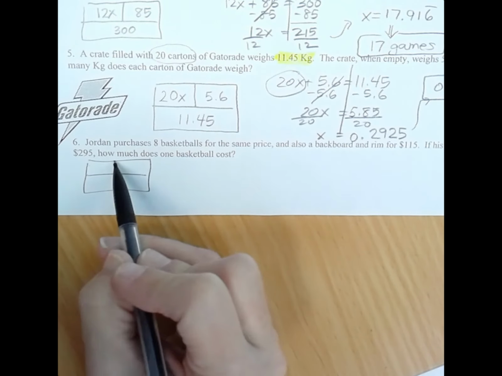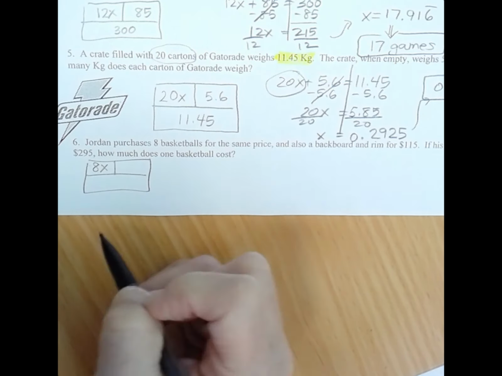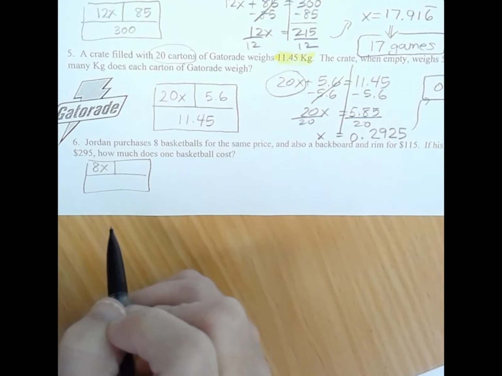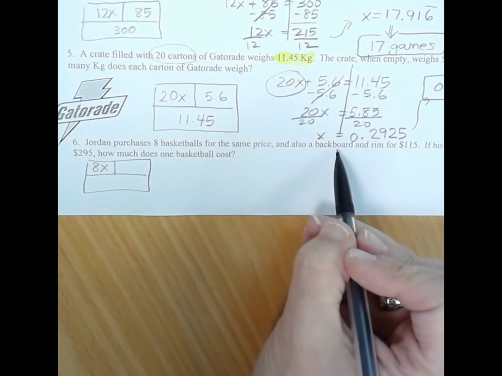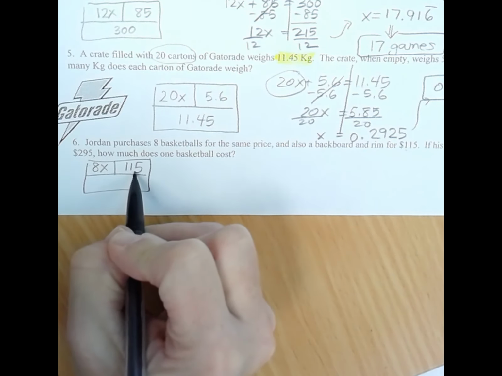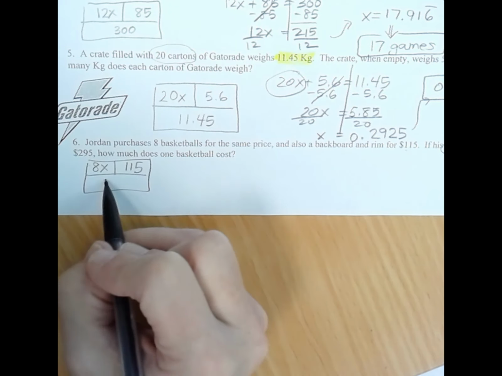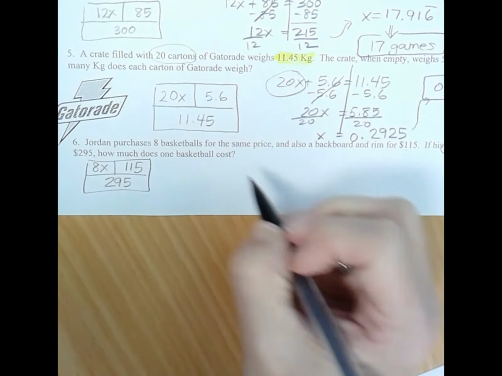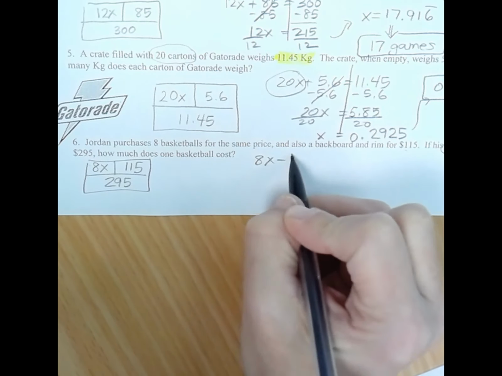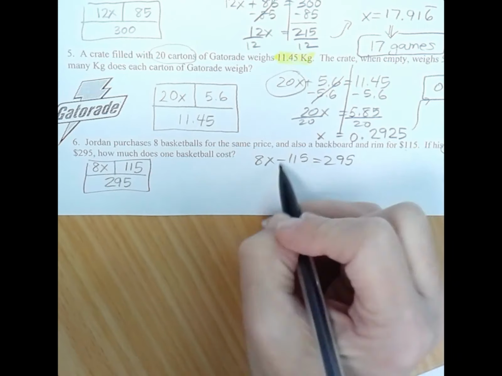Jordan purchases 8 basketballs for the same price. So there's that 8 each for a certain amount that we don't know. A backboard and a rim for 115. If his total bill, this one's a little easier because they give us the word total. How much does one basketball cost? Oops, that would be a plus.